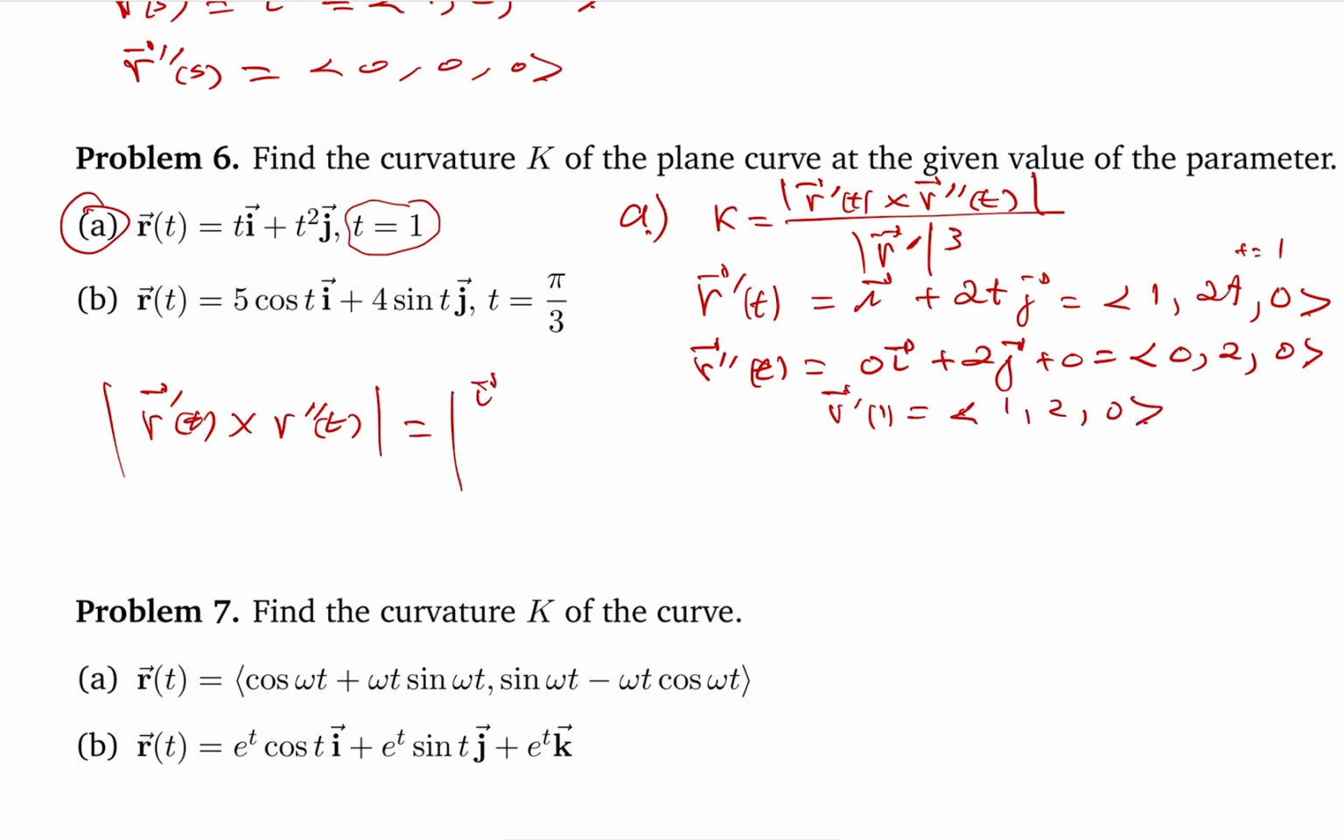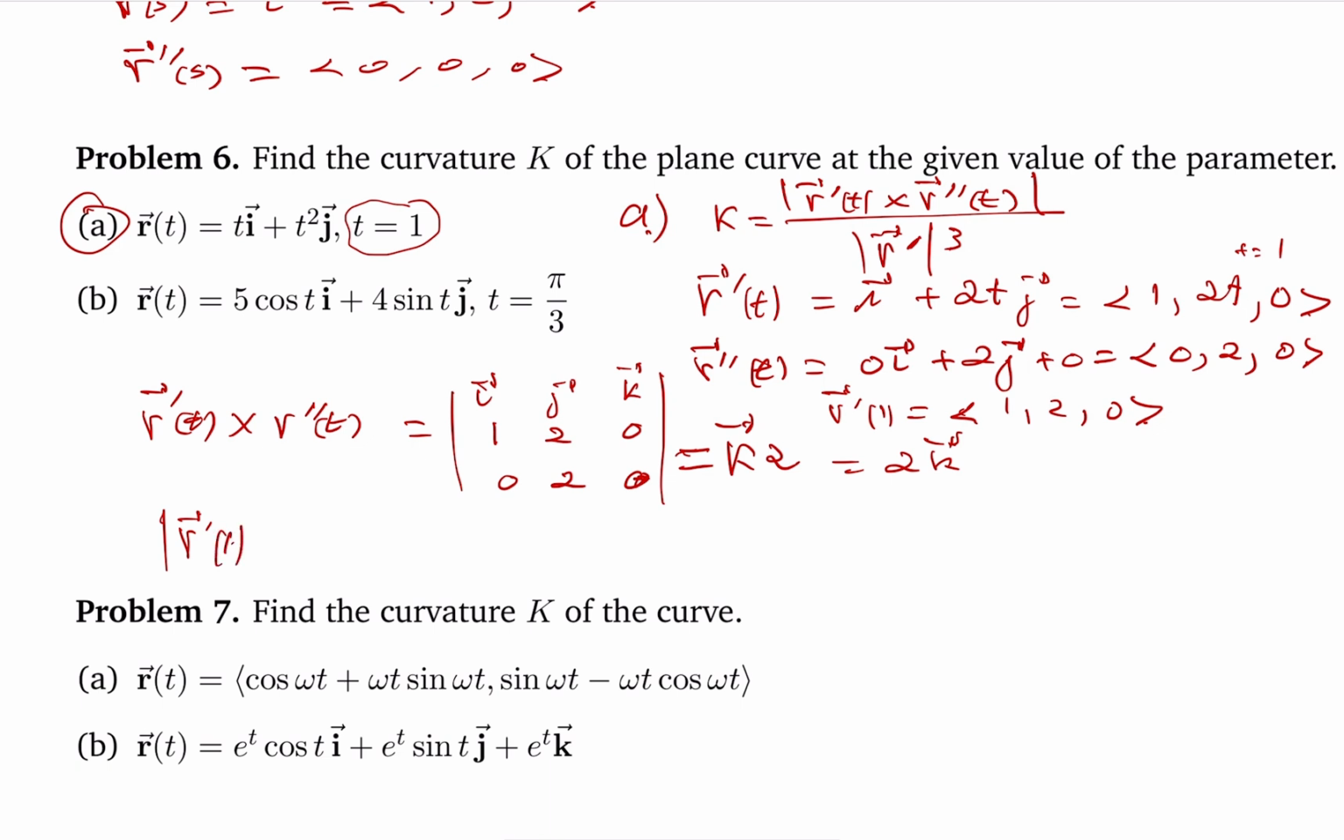So here you have i, j, k, and here you have 1, 2, 0, and 0, 2, 0. Okay. Here you can tell you only have the k vector, which is 2, so you have 2k vector. So with the length of this cross product, you will have 2. Okay. Now take the length of r prime.